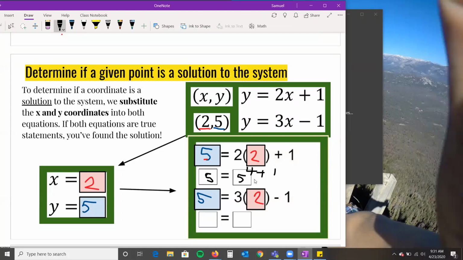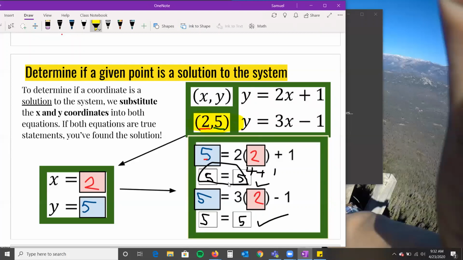Is that a true statement? Yeah, right? 5 equals 5. So that one works. Alrighty, and then 3 times 2 is 6, minus 1 is 5. 5 equals 5 again. Okay, still true. If it's true up there, it's true down here. So if both those are correct, this is the solution. Okay, so we said, is this the solution? And we just confirmed, yes, it is.